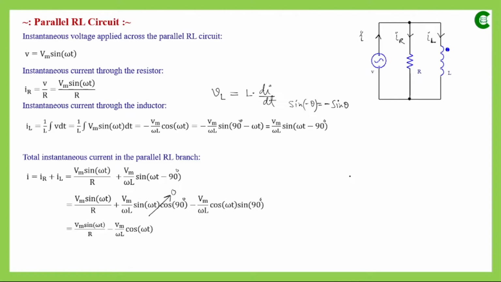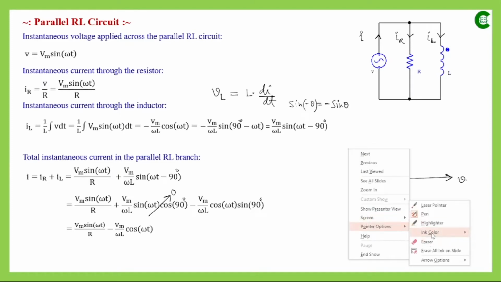Now next, if we draw the phasor diagram of this parallel RL circuit, we can do it this way. Since V is the reference parameter here, and that is the common value in case of resistor and inductor, first we will draw the phasor of the voltage. So this is the reference, and this will be our voltage phasor. We will then draw the phasors of the individual currents.